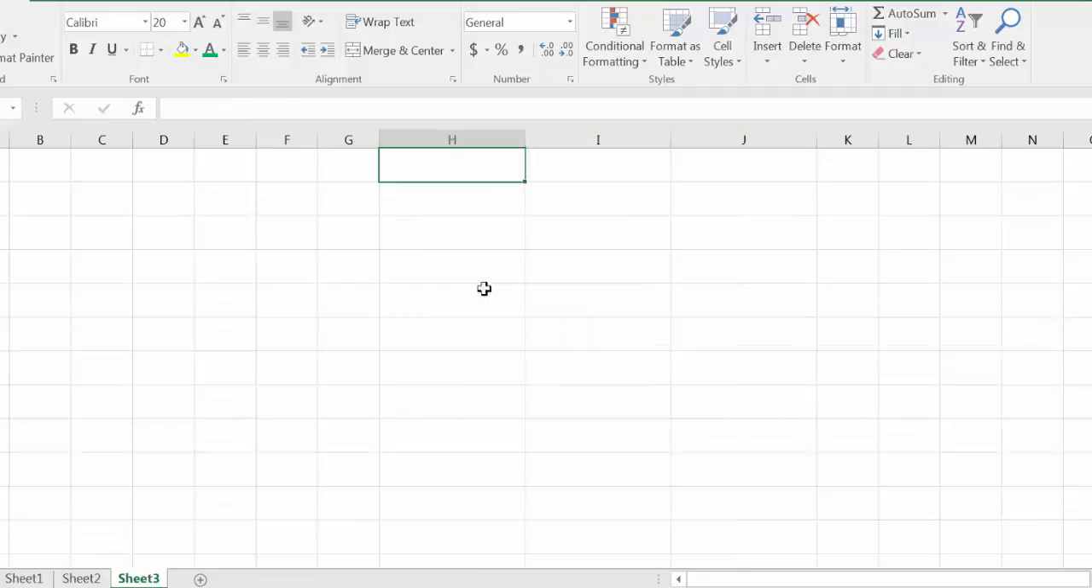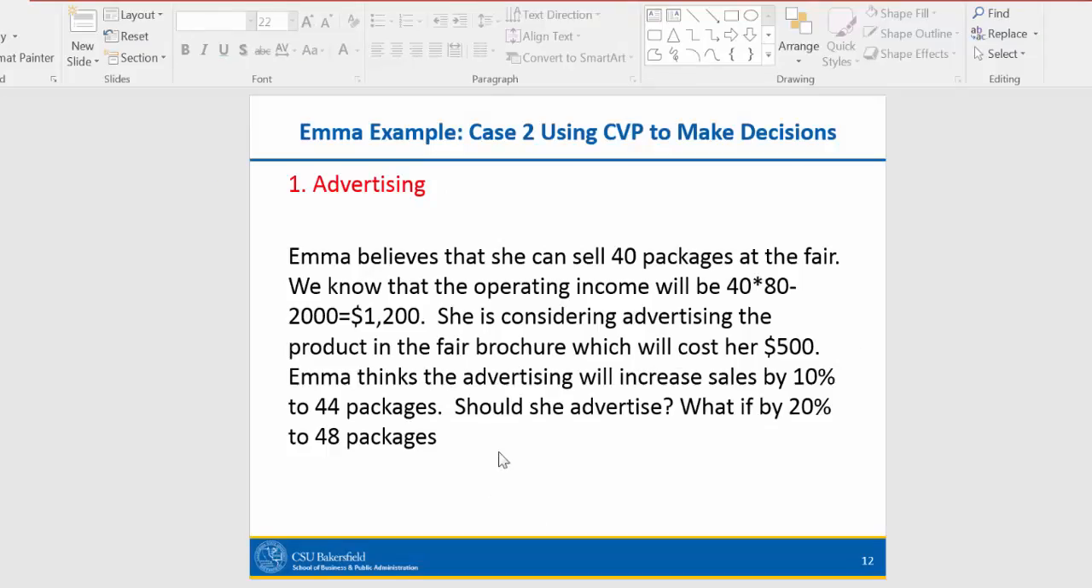So first, let's look at if Emma believes that the advertising will increase the sales by 10% to 44 packages. So basically, she can sell 4 more packages. Will this actually justify cost benefits so that she can decide? If it is good cost benefits, then she may go ahead and pay $500. If it's not worth it, then definitely not.